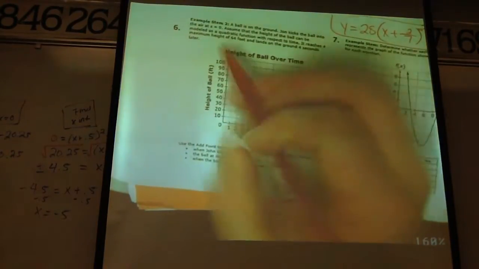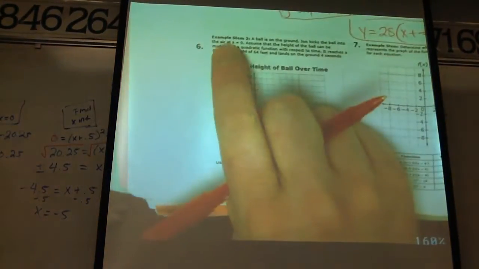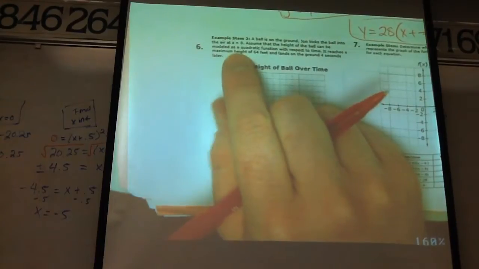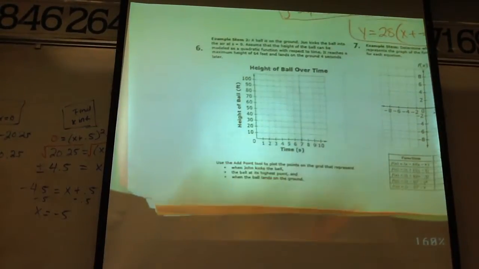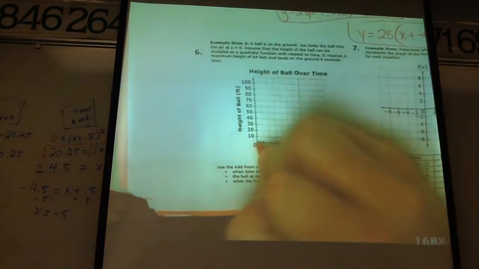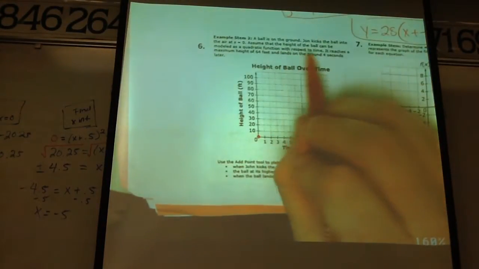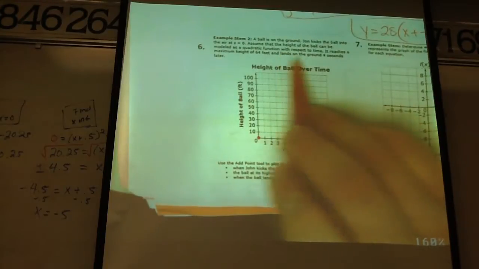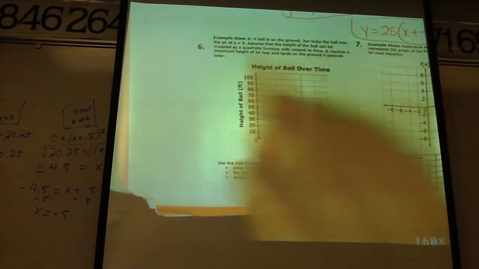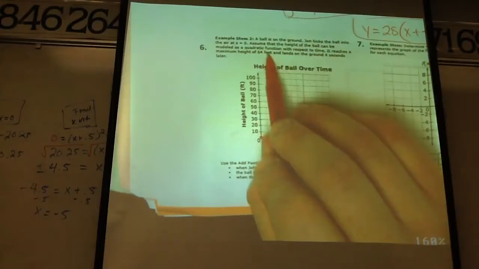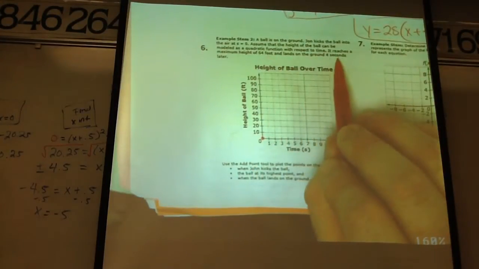So he kicks the ball when s equals 0. That just means when time is 0, that's when he's going to kick the ball. So when he kicks the ball, what's the height of the ball? 0. So it starts at 0, 0. The height of the ball can be modeled as a quadratic function with respect to time. It reaches a max height of 64 feet and lands on the ground 4 seconds later.